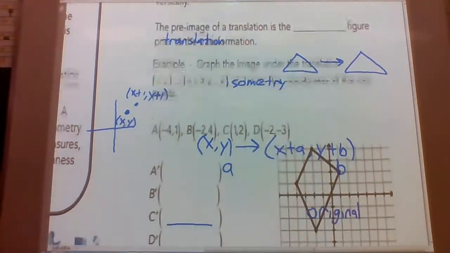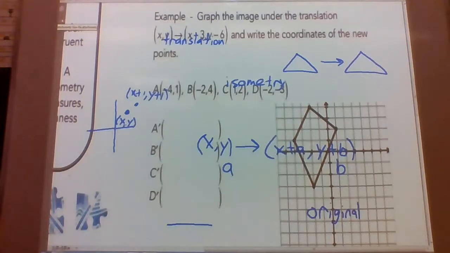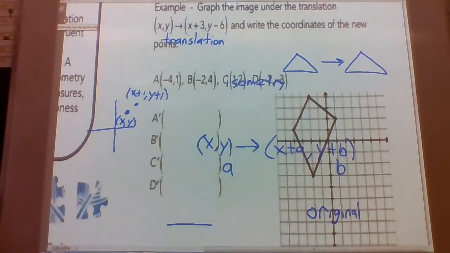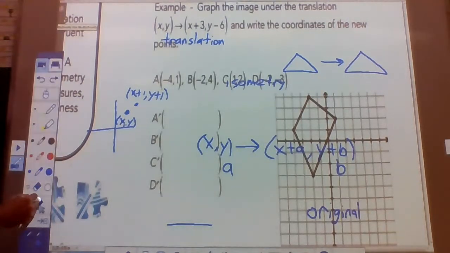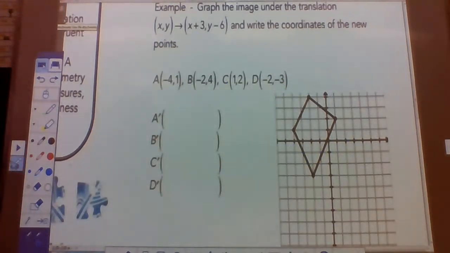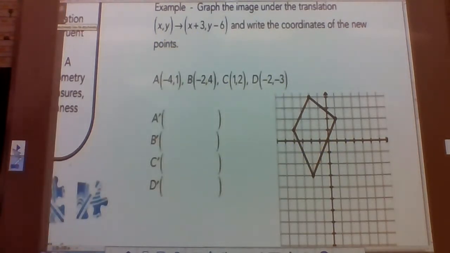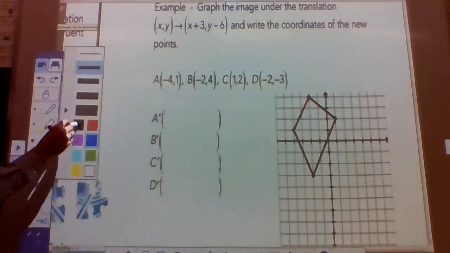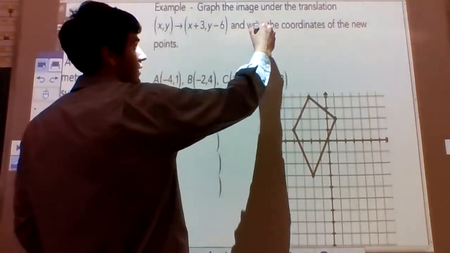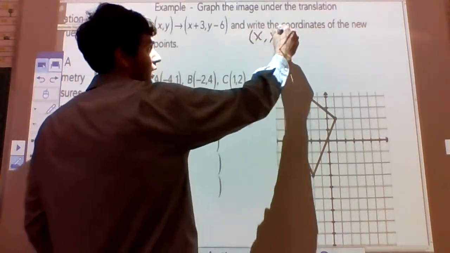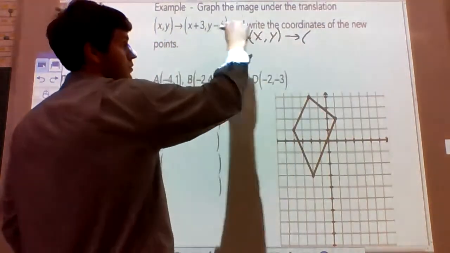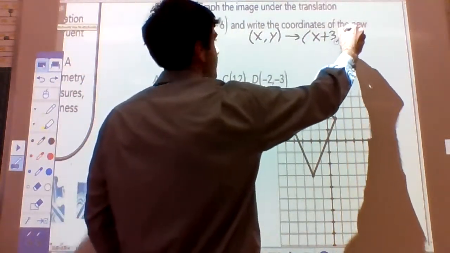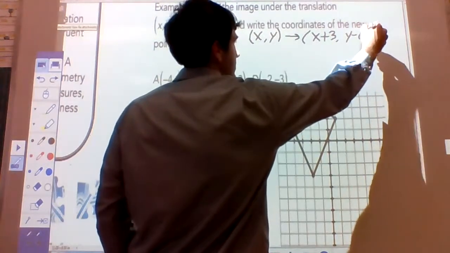Now to some examples. I'm going to graph the image under the translation, x, y maps to x plus 3, y minus 6. Then we want to write the coordinates of the new points. Let's write our mapping here. We have x, y. X is going to map to x plus 3, and y is going to map to y minus 6.